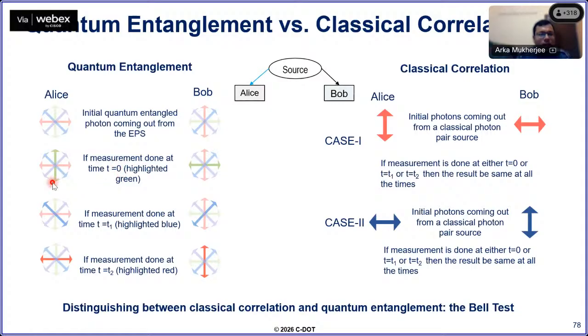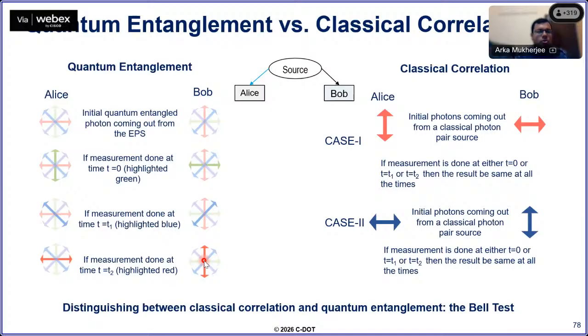Then if I get, at Alice, vertically polarized light, that is the green line, then immediately we'll know that at Bob we'll get horizontally polarized light. But if I measure at some other time, for example at T1, then I may get this blue line, an anti-diagonally polarized light at Alice, and we will immediately know that the light at Bob is diagonally polarized. Similarly, at another time, if I get horizontally polarized light at Alice, we will immediately know that at Bob we have got vertically polarized light.